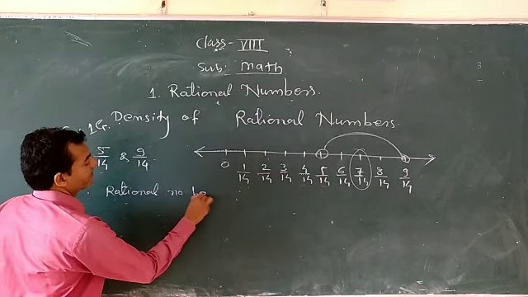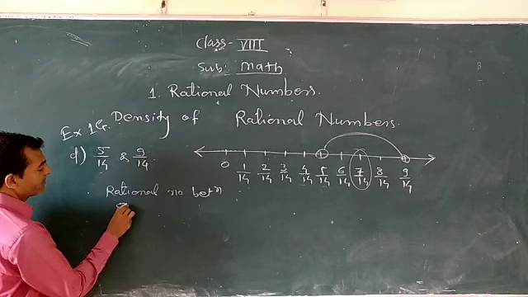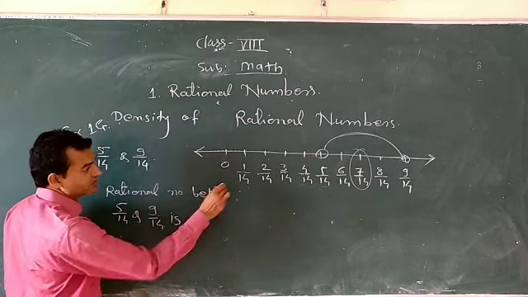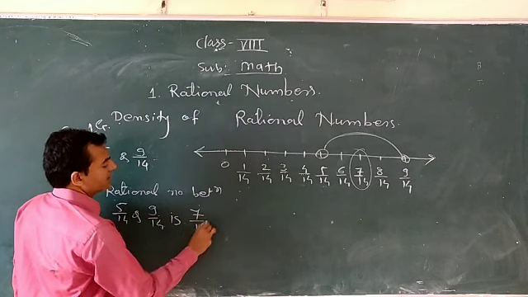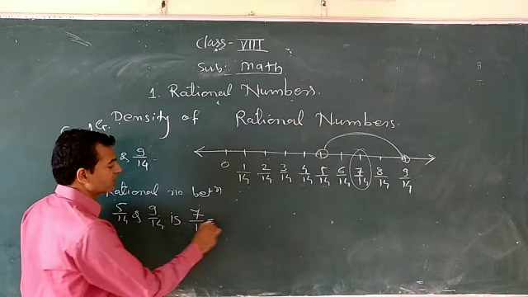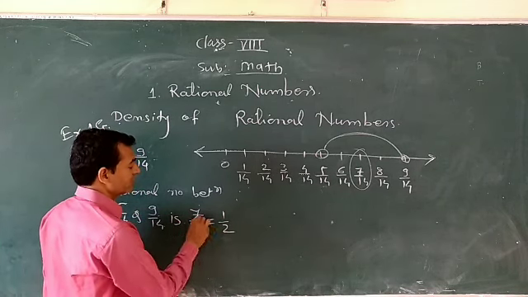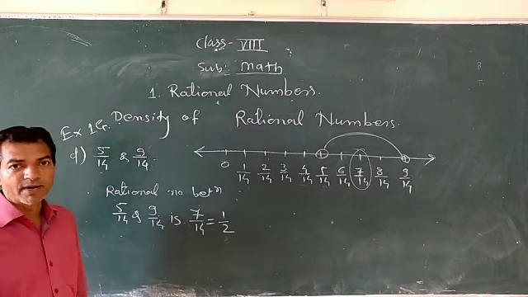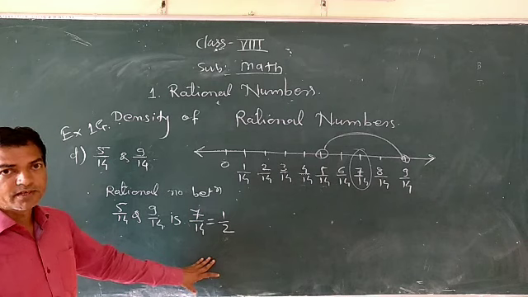So the rational number between 5 by 14 and 9 by 14 is which one? 7 by 14. But if you simplify this 7 by 14, you can write 1 by 2 also. Okay, so like this you can write 7 by 14 or 1 by 2. So in this you get the answer.